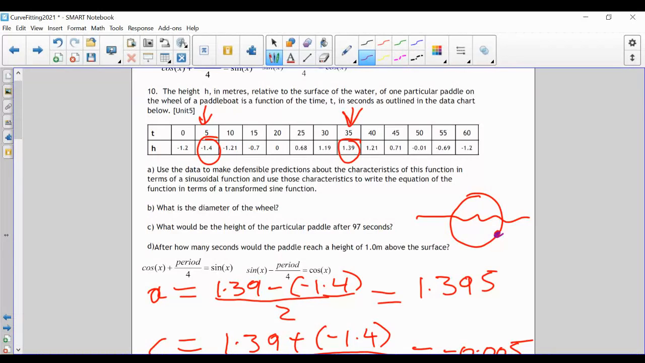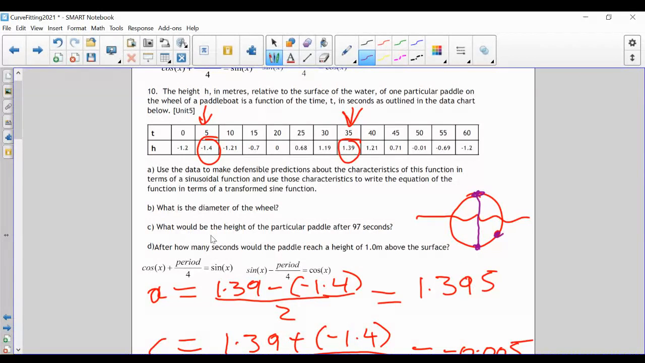We have enough information from the question to figure out the diameter of the wheel. And I'll just tell you, without me spending a lot of time on this, what that would be. We can look at what the lowest point of the paddle is and the highest point of the paddle is, and the distance from the high to the low would obviously be the diameter of this wheel, right? And we had the high as being 1.39, the low was minus 1.4. So whatever that distance is, that would be the diameter of the wheel. Okay, so I'll just mention that.